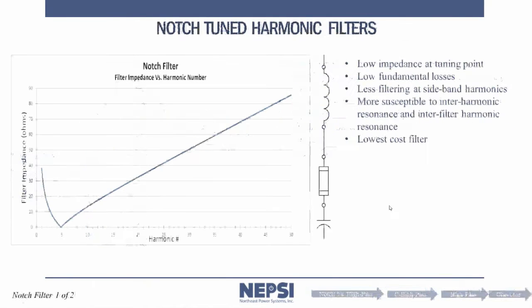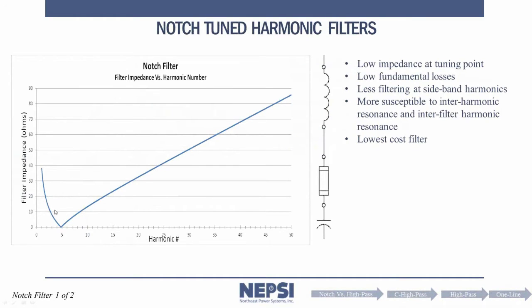The most basic filter is the high pass notch filter that I've shown here. It has a very low impedance at its tuning frequency, and then it just shoots up linearly from there as it increases in harmonic number. This is by far the most common harmonic filter system used at the medium voltage level in industrial facilities. It offers a very low impedance at the tuning point, and therefore it's very effective at filtering harmonics. It's got low fundamental losses, but as you move away from the filtering point, its effectiveness at tuning drops off.